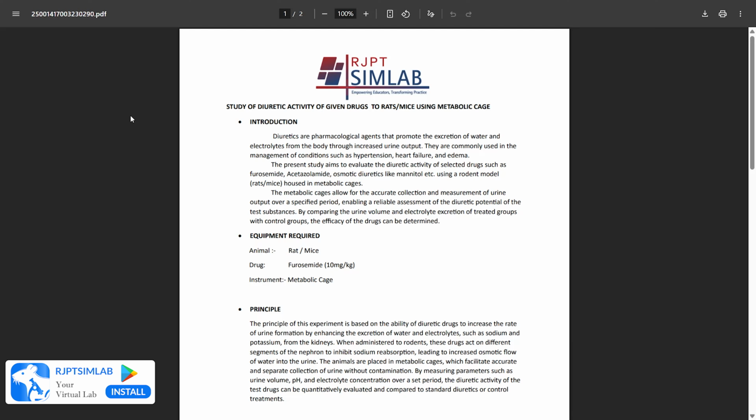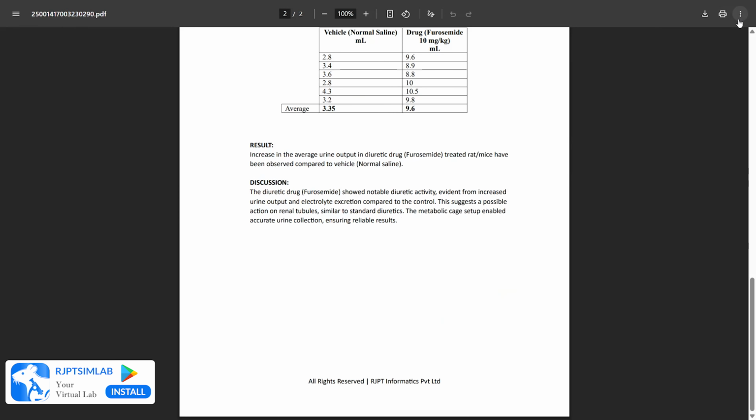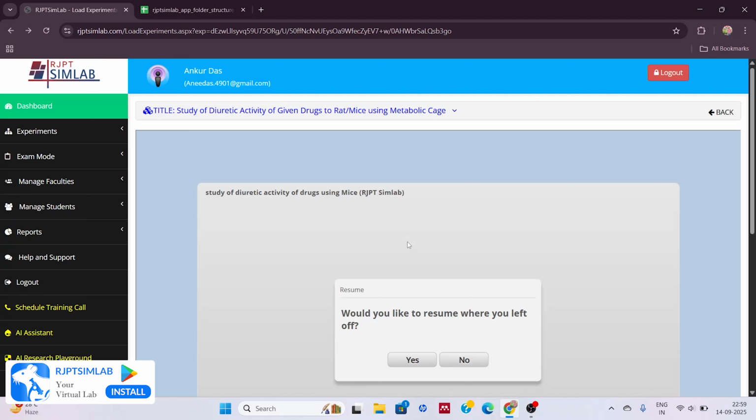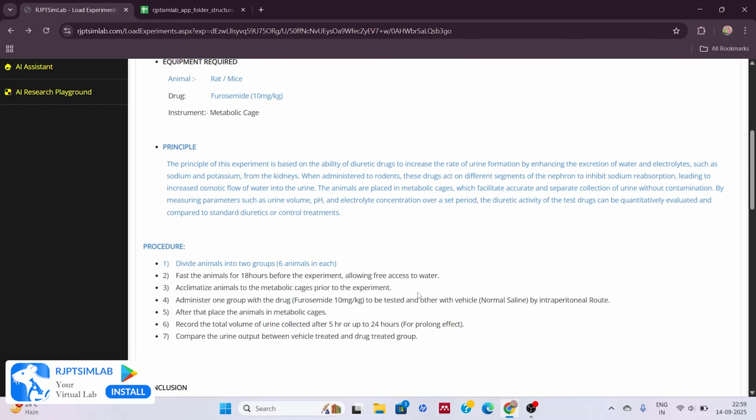So now, as we can see, we have completed our experiment. We will move it back over here. And now we can see that we have completed our experiment. I hope that you have learned a lot in this experiment about the diuretic activity on mice by using a metabolic cage. And I hope that you have liked this video.